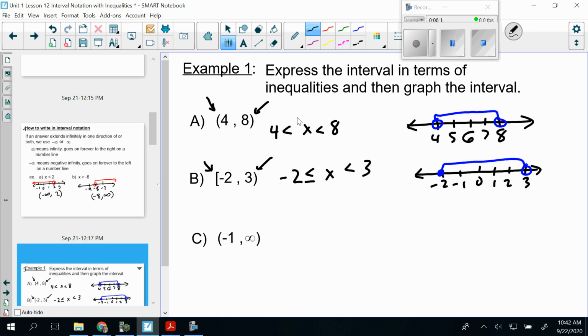C, -1 is the smallest thing, and we're going all the numbers bigger than that. So here, if we want all the numbers bigger than -1, we would write it like that, and we're not including -1 because of the parenthesis there. On a graph, that would look something like this, where we've got -1, open circle, all the numbers bigger, so an arrow going to the right.